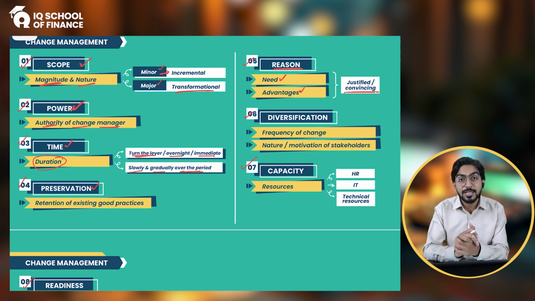But if you bring change very remotely, like 5 years, 10 years, if your change frequency is too large, then obviously your stakeholders are going to resist it. Then capacity is simple, that do you have the resources, or how much resources would you need to implement this change?